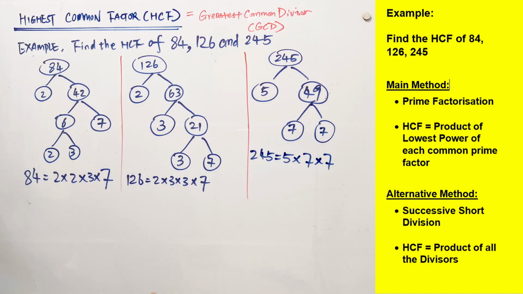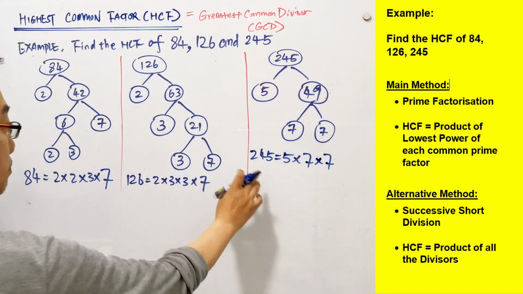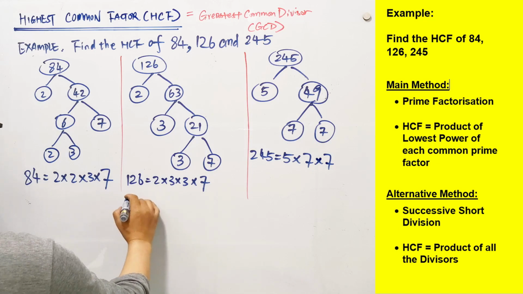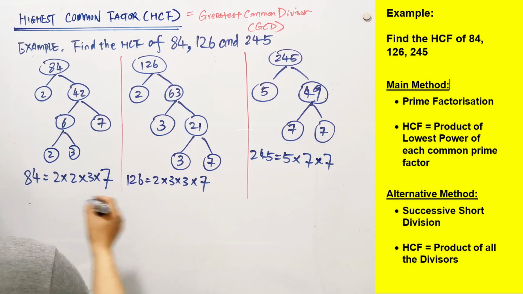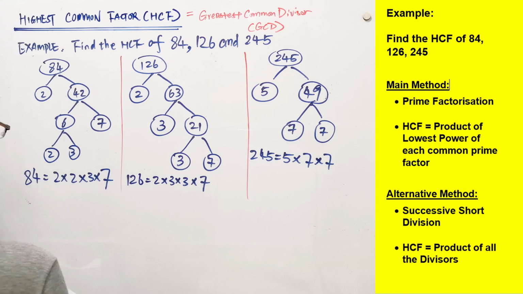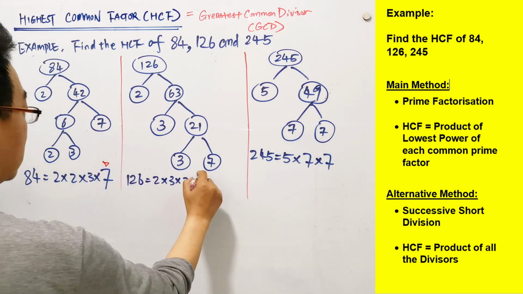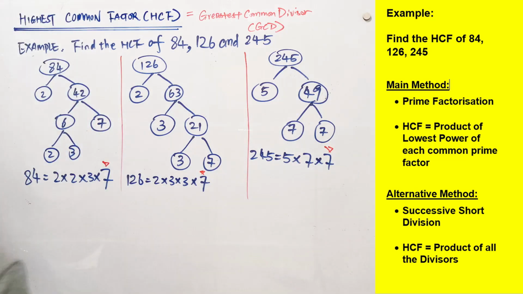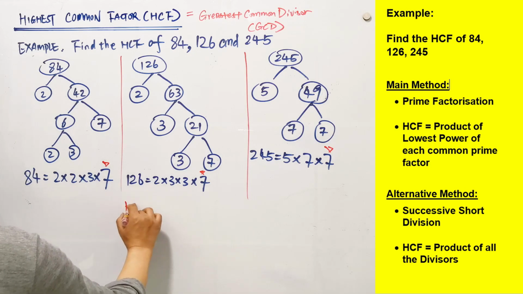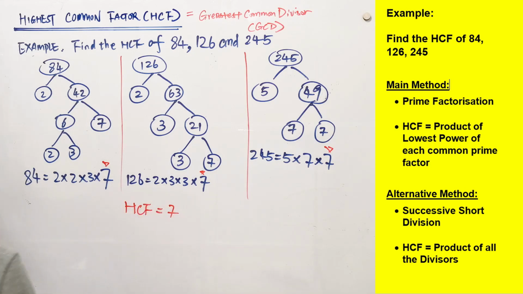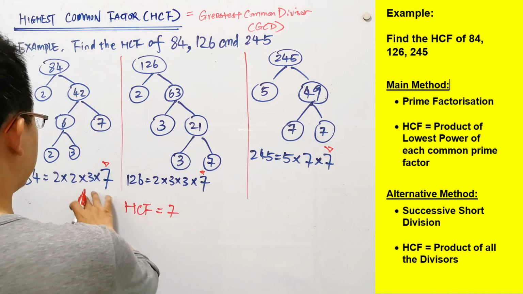Okay, let's put them together. In this case, what's the common factor? Okay, the common factor is 7, right? So we can see that the highest common factor is 7. So 7 is the answer for these 3 numbers, 84, 126, 245.